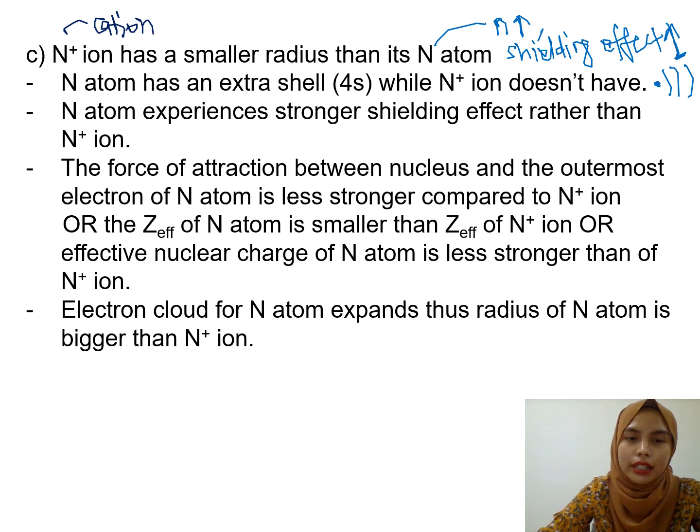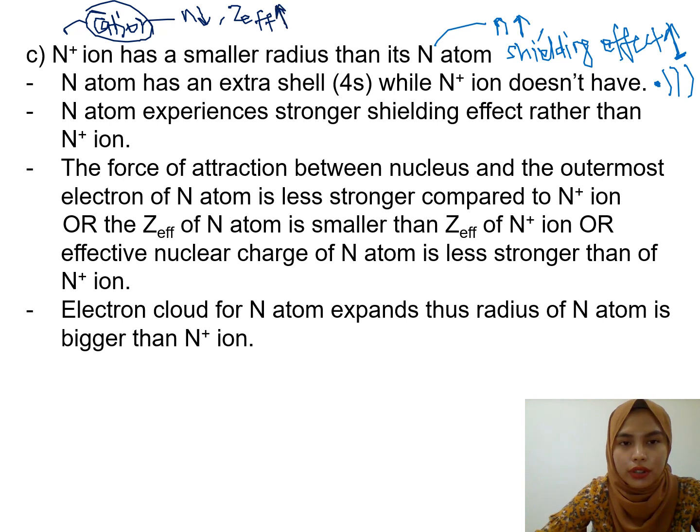Tapi kalau you nak terangkan kenapa cation ni smaller than an atom, so you can say that why? Sebab dia punya number of shell dia berkurang. So bila number of shell berkurang, ZF, the effective nuclear charge akan bertambah. The effective nuclear charge is stronger, therefore the attraction between nucleus and also outermost electron akan bertambah, kan? Bila ZF tambah, attraction pun akan jadi stronger.